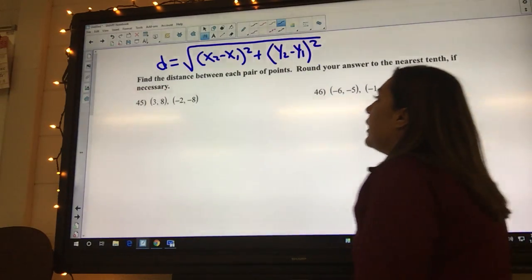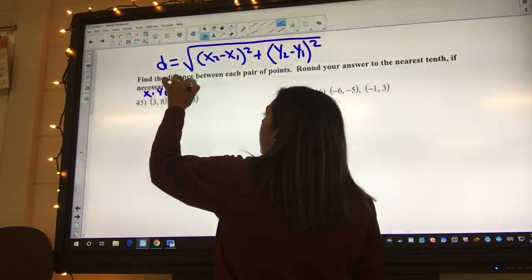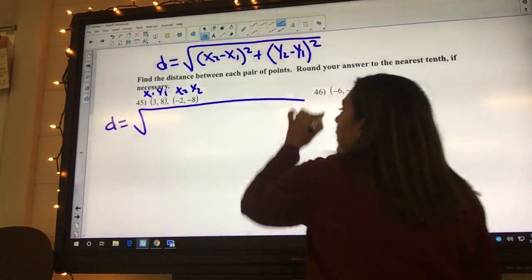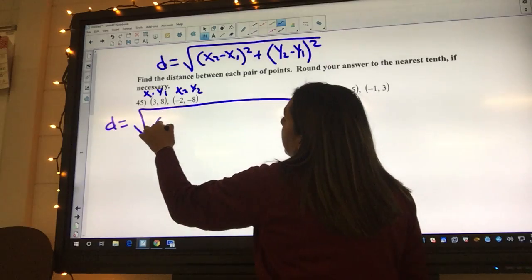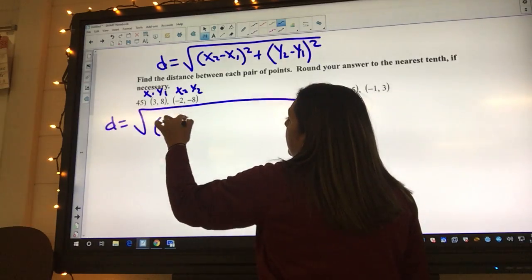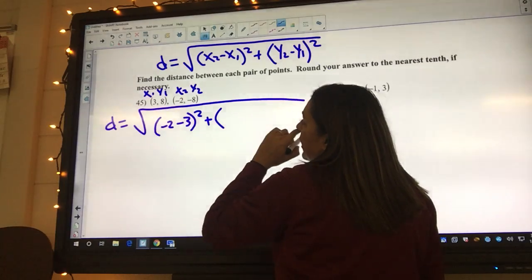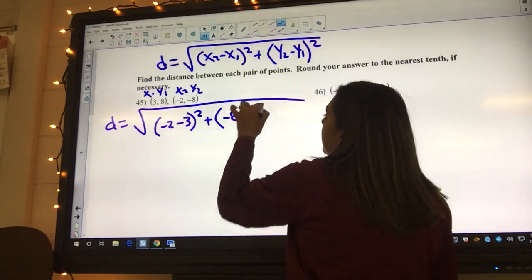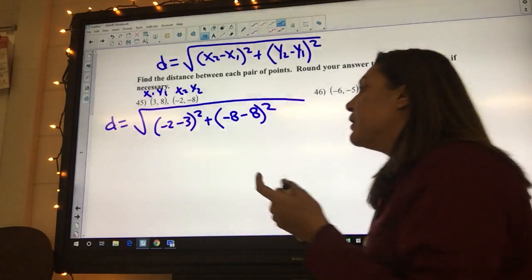Okay, so we can go ahead and label x sub 1, y sub 1, x sub 2, y sub 2. So we're going to have d equals big old square root. x sub 2 is going to be -2 minus x sub 1 is 3 squared plus y sub 2, -8 minus 8, close it, square it. And we always have to do the inside of the parentheses first.